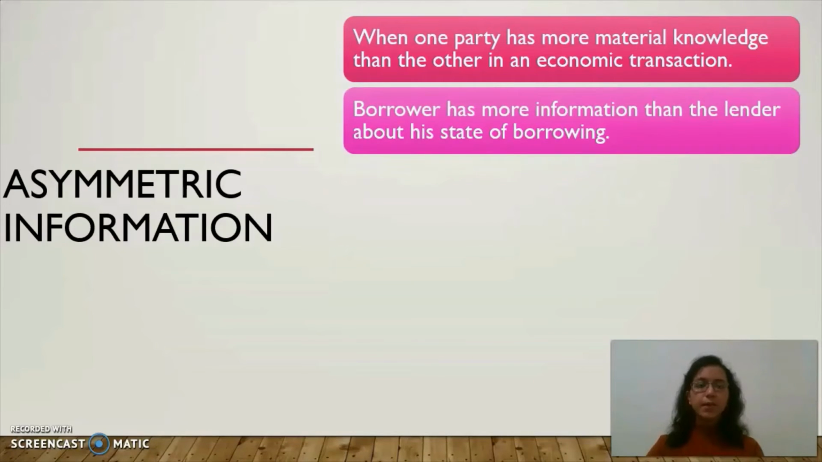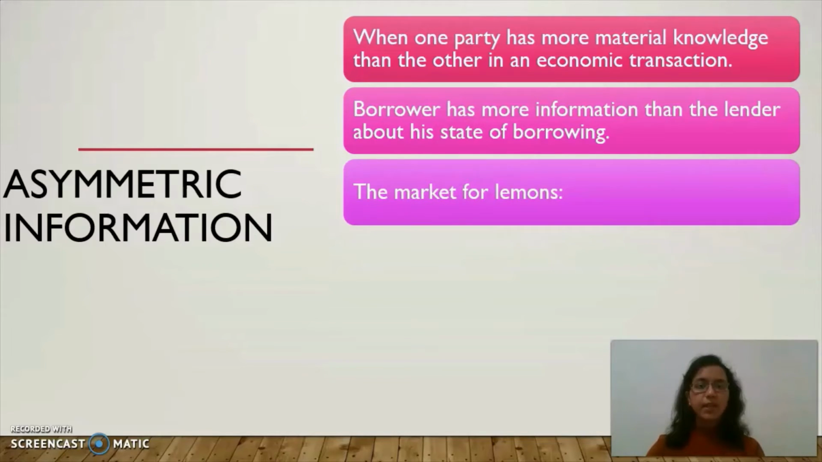It is also known as market failure. It is usually seen when the seller of a commodity possesses more material knowledge than the buyer. One example of asymmetric information can be seen in the financial markets. Here, the borrower has more information about his state of borrowing than the lender. The lender may have access to information like the credit rating, but does not possess as much information as the borrower does.